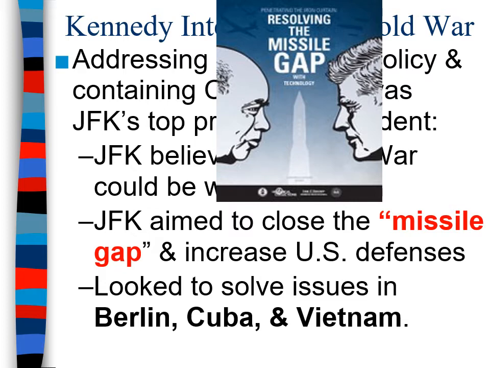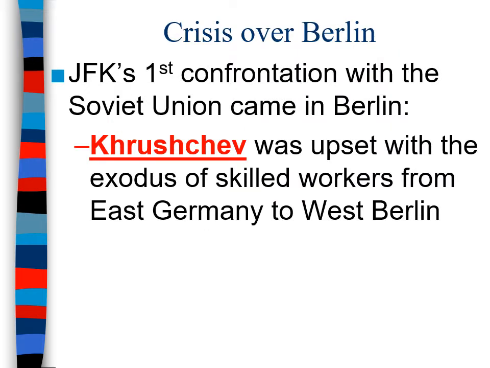And eventually, it's going to start to pull us into Vietnam, which we're going to talk about in a slightly later video. The first issue where we're really going to see the Soviet Union and the USA go toe-to-toe under the JFK administration is going to be in Berlin. And in Berlin, remember, it's split in half and completely surrounded by East Germany.